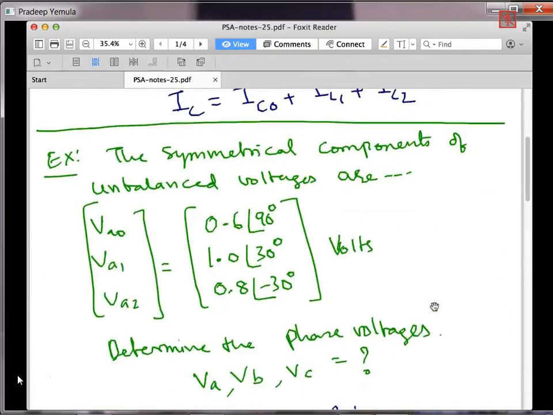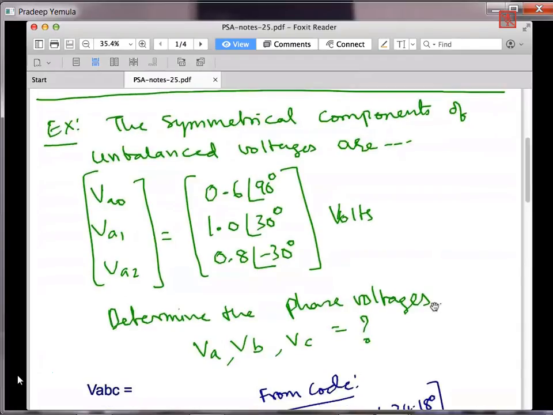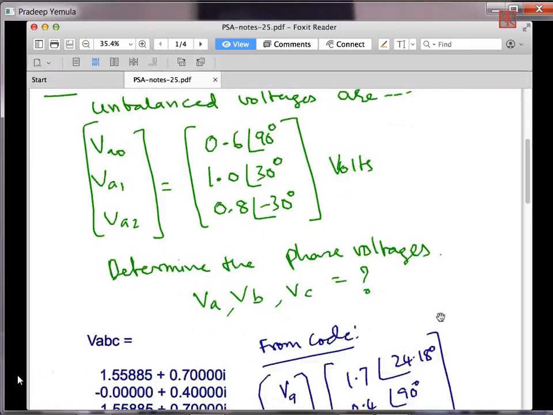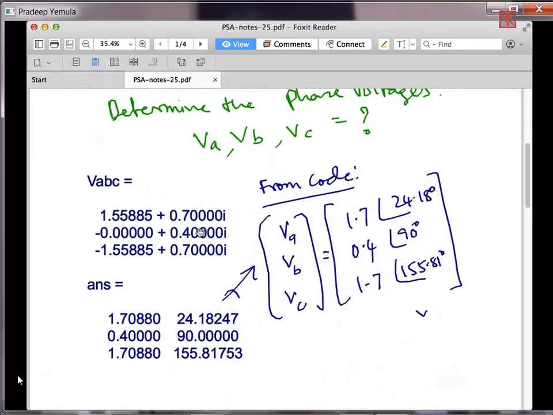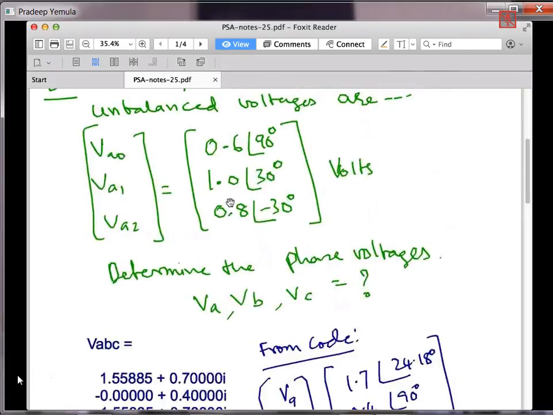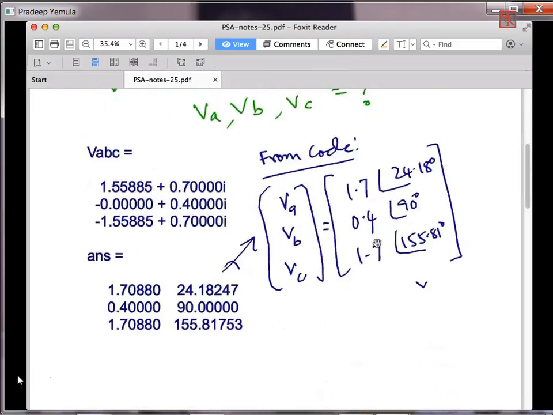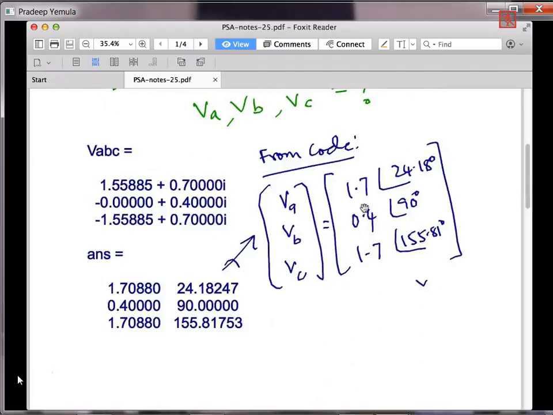Again we have a reverse problem, another example where the sequence voltages are given and you have been asked to find the actual phase voltages VA, VB, VC. This is again straightforward. Given the sequence voltages, just multiply with the A matrix and you will get the answer. The code you can refer to; I have left it at the end. So these are VA, VB, VC.